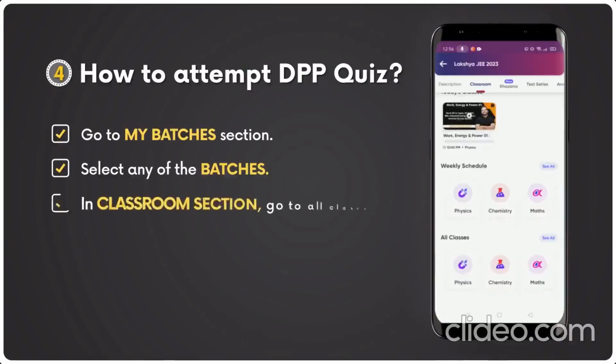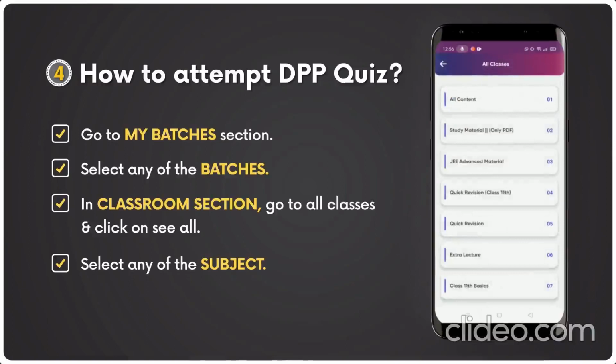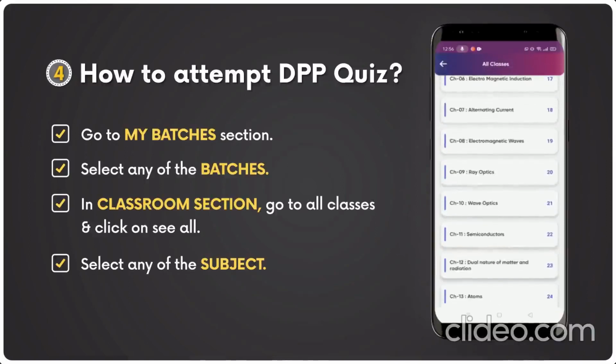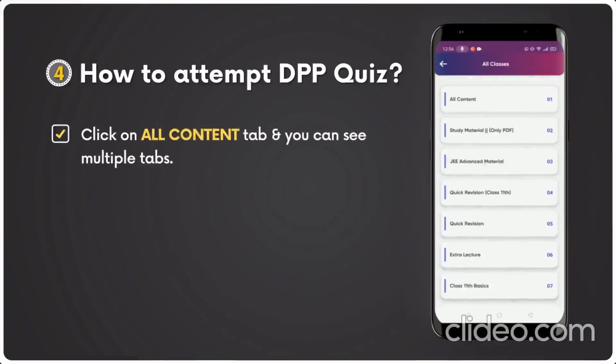You will be led to the classroom section. At the bottom, you can see all classes. Click on See All. This section shows you a list of all the subjects which are taught. Select any of the subjects. On selecting, you will land on this page which shows you a list of all the chapters which are present and some additional folders as well.